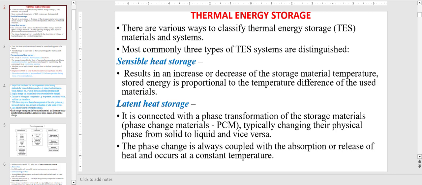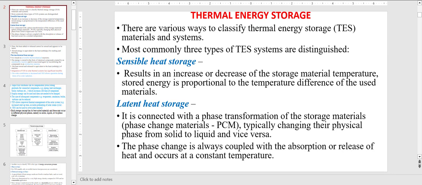There are three types of thermal energy storage systems. First one is sensible heat storage. It results in an increase or decrease of the storage material temperature. By increasing the temperature of the material or decreasing the temperature, energy is stored. Stored energy is proportional to the temperature difference of the used material.